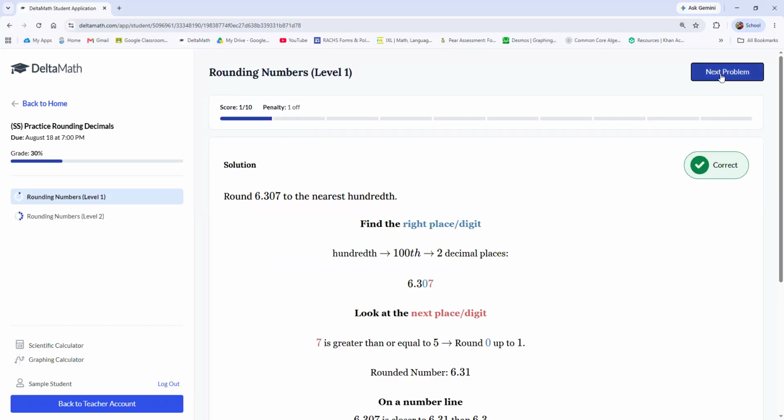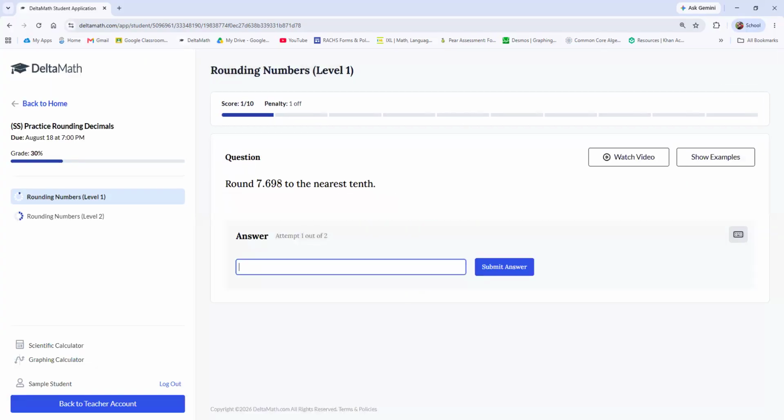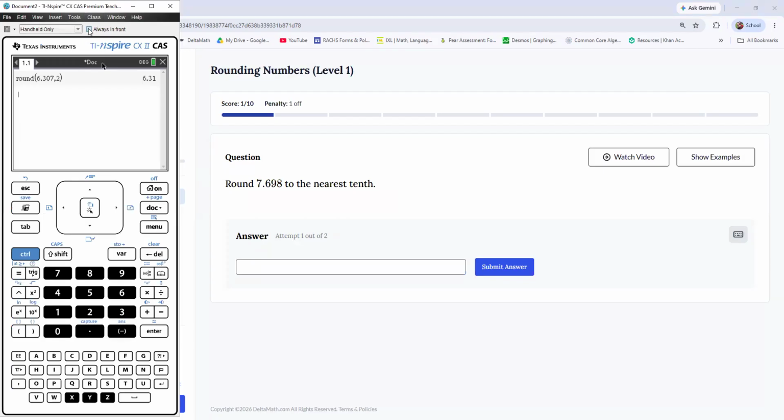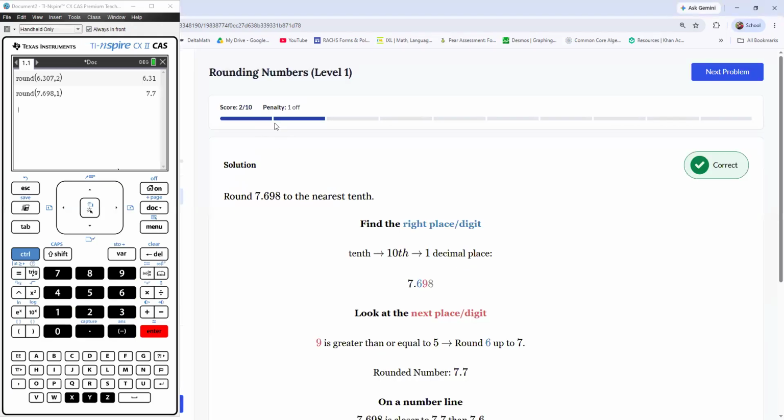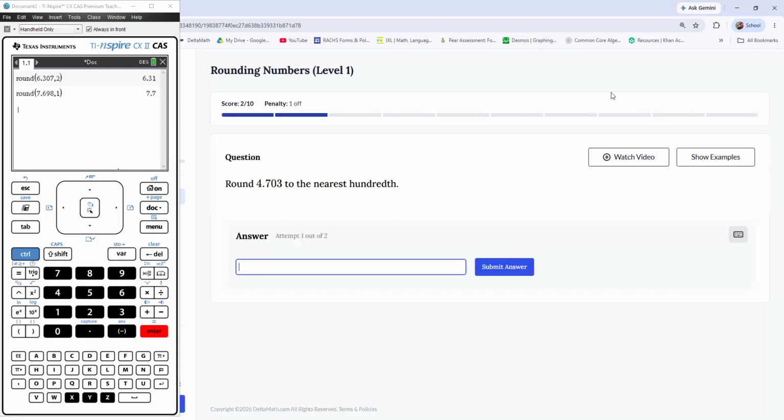Let's do another one, new problem. Let me get the calculator up. We're going to round this to the nearest tenth. Tenth has 1 zero, so that means this number, when we're done, should have 1 decimal. So we're going to do menu 281, and then we're going to type in the number 7.698, comma, and we want 1 decimal place, so this will be 7.7. So we type in 7.7, and then we submit it. It says, nice job.